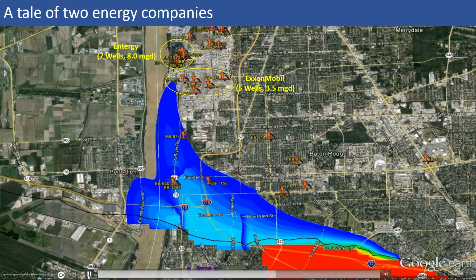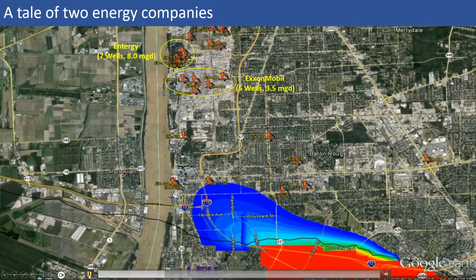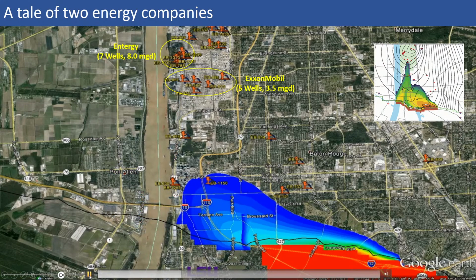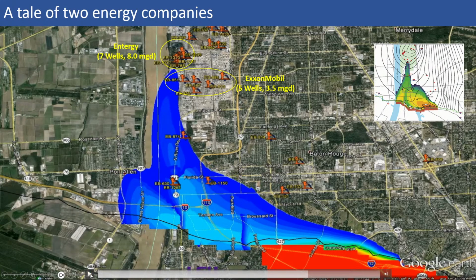The 100-year projection shows that our saline water will go to Entergy. So you have two energy companies, ExxonMobil and Entergy, and a municipality, and basically the one that will attract the saline plume and will have saline water will be Entergy, and the ExxonMobil wells are okay.